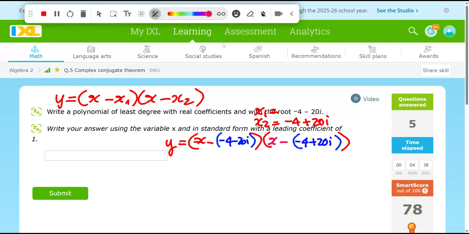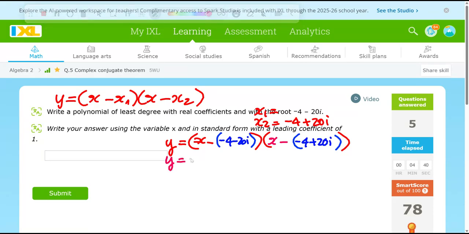Open your parentheses first. Because there's a negative sign, when you open, everything has to be changed. Look at inside the parentheses here. This is a negative sign, so negative 4 becomes plus 4. And this one, subtract 20i, becomes plus 20i. In the back, you do the same thing because this is a negative sign, so negative 4 becomes plus 4. Plus 20i becomes subtract 20i. Now you multiply them out.